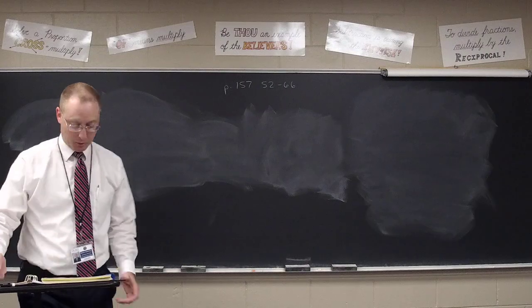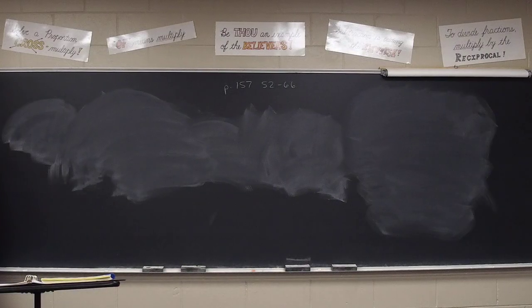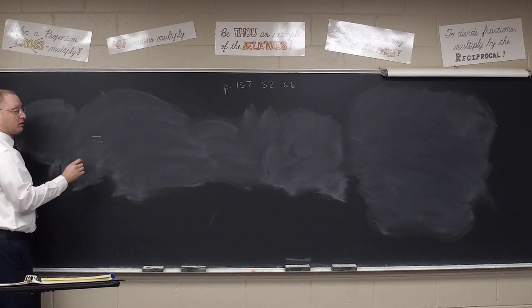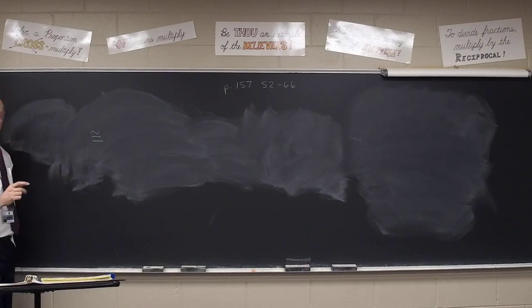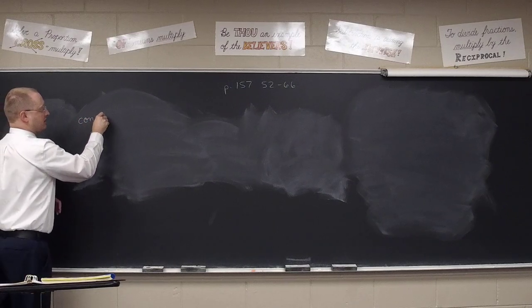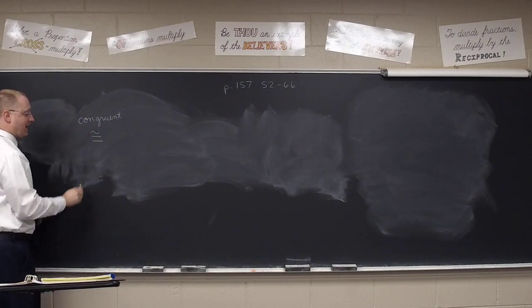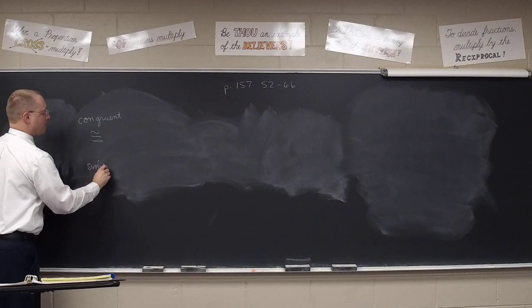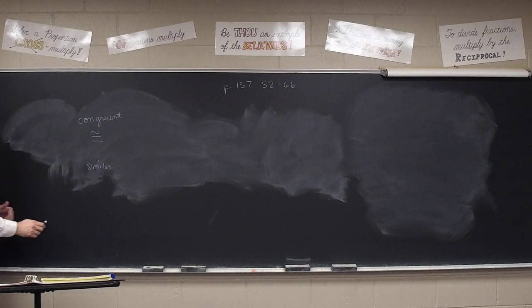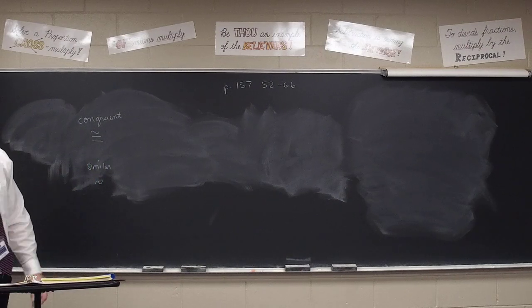So C, similar. By the way, what's the symbol for congruent, anyone? An equal sign with a squiggle on top. So this means congruent, exactly the same: same shape, same size. Similar only means same shape. The similar symbol in class is just the squiggle without the equal sign. So there we go.